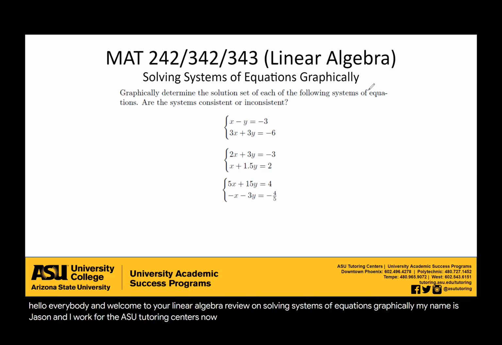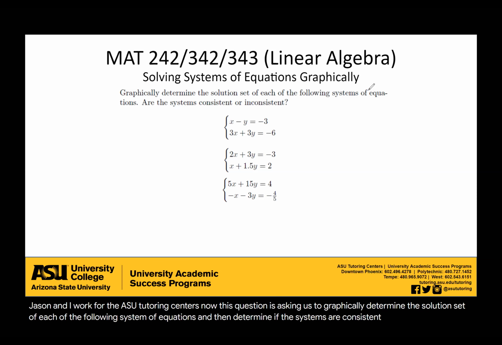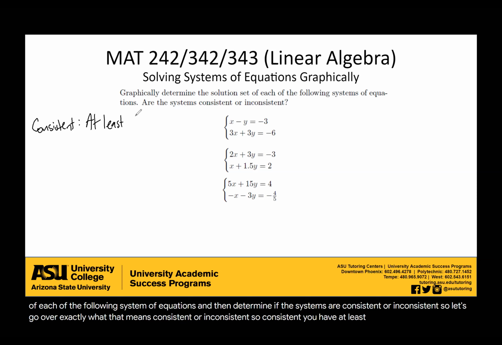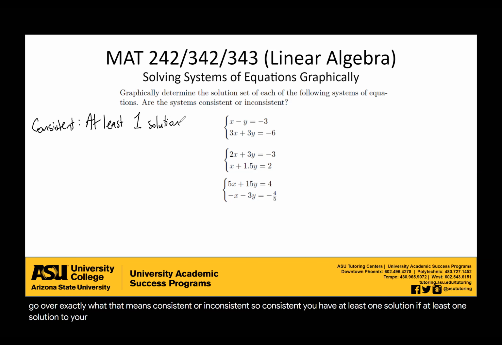Now, this question is asking us to graphically determine the solution set of each of the following systems of equations and then determine if the systems are consistent or inconsistent. So let's go over exactly what that means, consistent or inconsistent. So consistent means you have at least one solution to your system, okay?